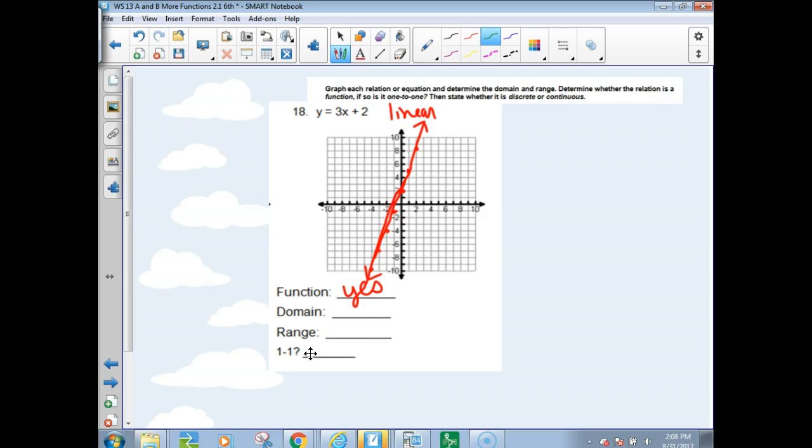Is it one-to-one? Let's just jump right to that. Yes, it is because it passes the horizontal line test. The domain is anything you want can be put in for x, so it goes from negative infinity to infinity. Because that graph, if you kept extending the line, it will continue indefinitely wider and wider. And vertically, it's also negative infinity to infinity. And it's a connected graph, so it's continuous.